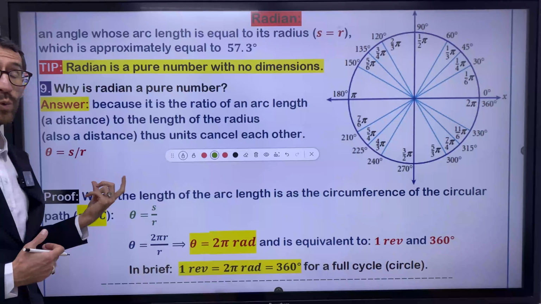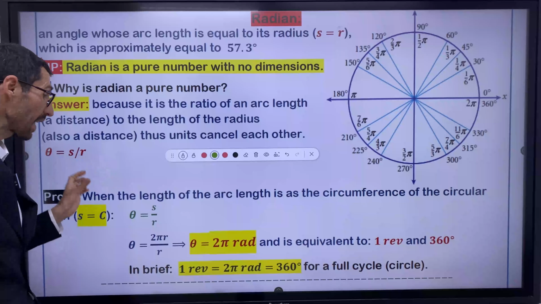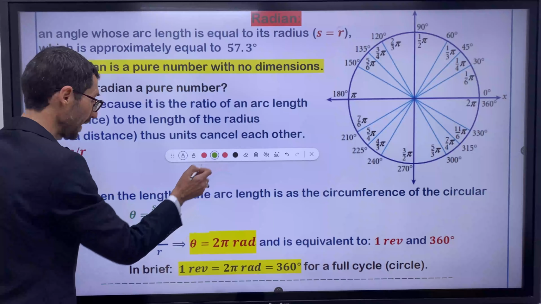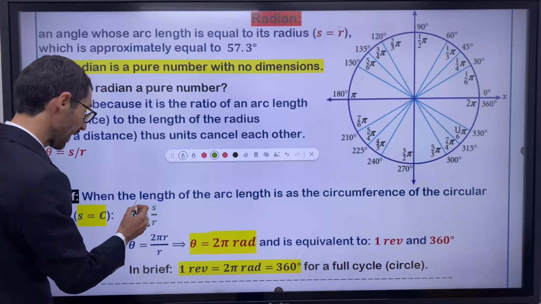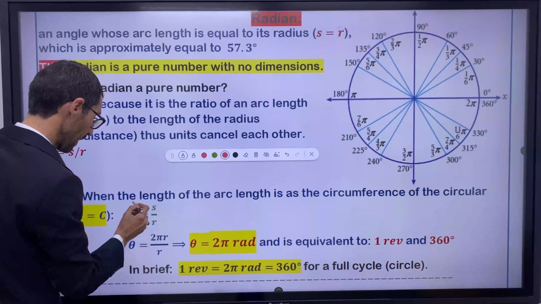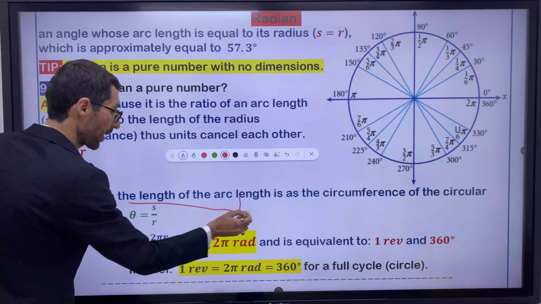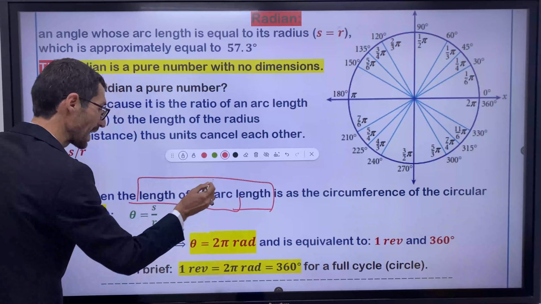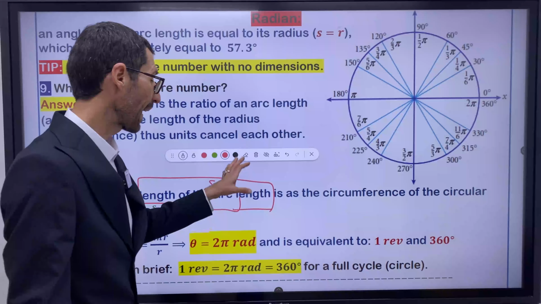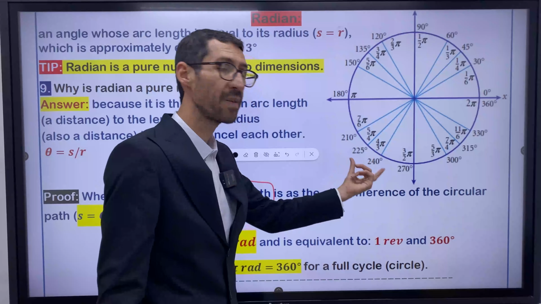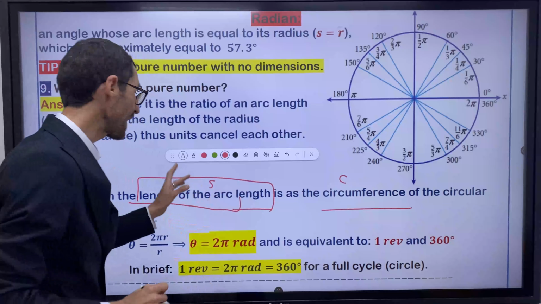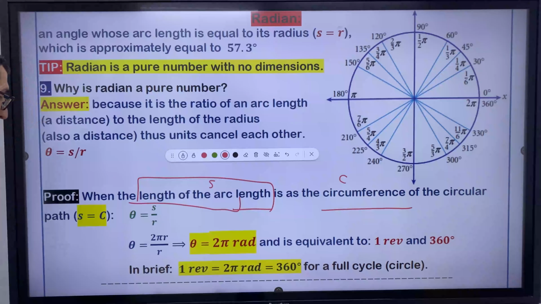But how do we start the proof? We start with a condition. Let me draw it with another color. If the length of the arc length, if the length means S, when the length of the arc length is as the circumference of the circle. Circumference means C, right? When S is equal to C, right?